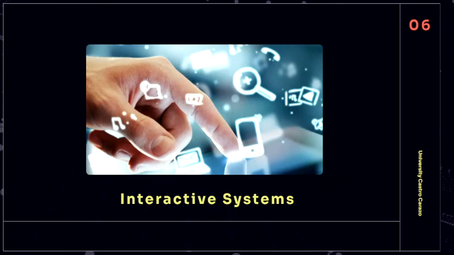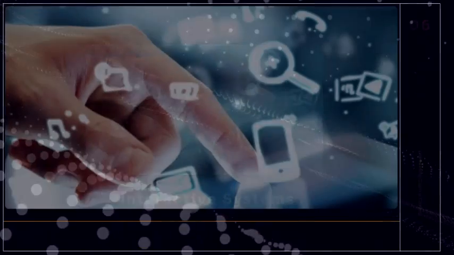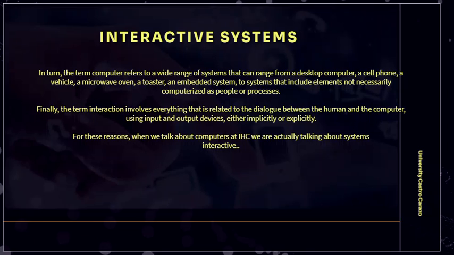Interactive systems. The term interactive system in computing refers to a wide range of systems that can range from a desktop computer, a cell phone, and a vehicle, microwave oven and toaster, and embedded systems, to systems that include elements not necessarily computerized, such as people or processes.